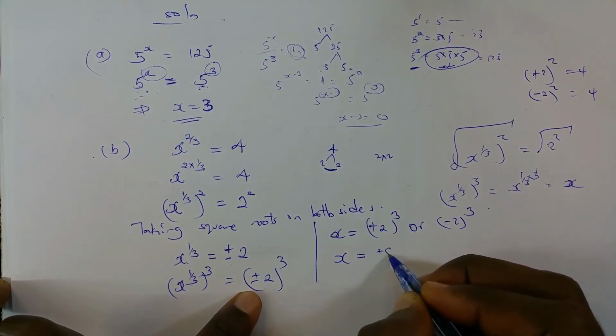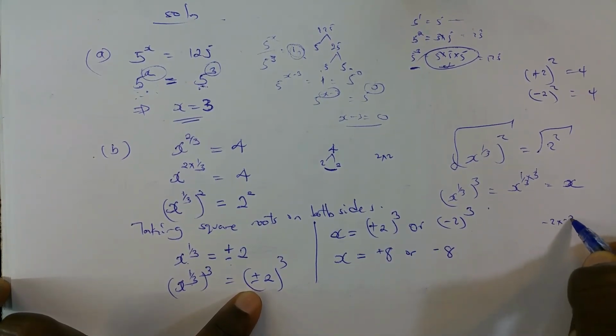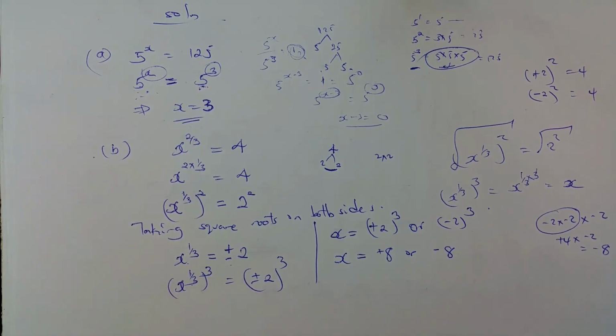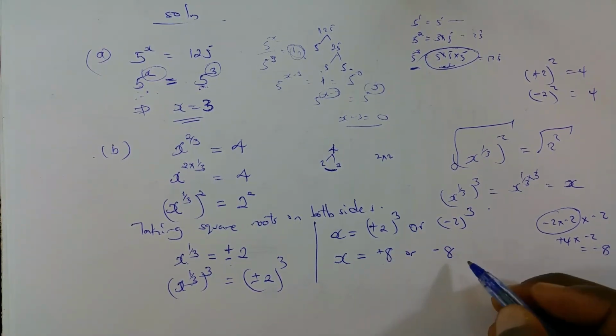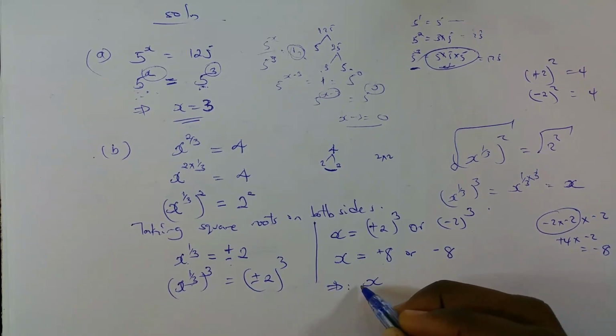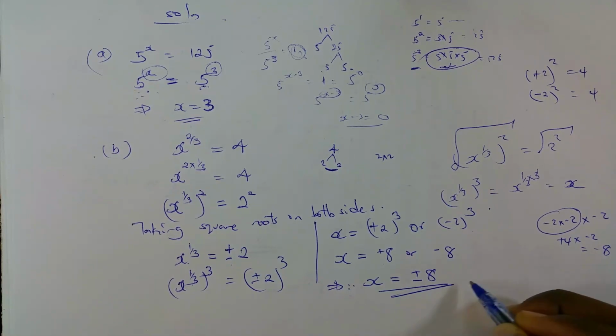x would be either positive 8 or negative 8. Why? Because negative 2 times negative 2 times negative 2 is negative 4 times negative 2, which ends up being negative 8. So for this case, we have x positive 8 or negative 8. Therefore, x would be plus or minus 8.